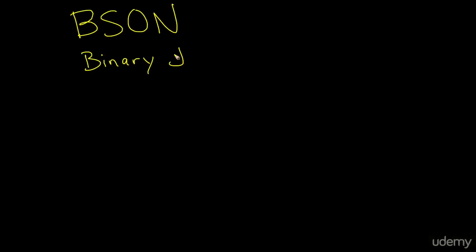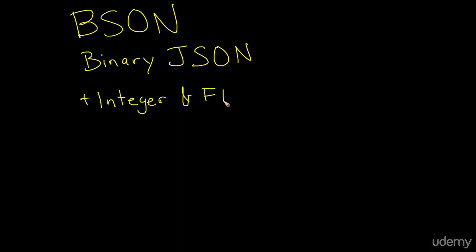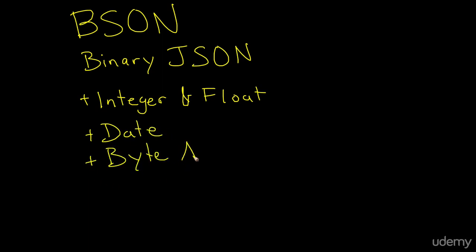Now, BSON is MongoDB's superset of JSON. It is binary and efficient for encoding and decoding. It contains all the basic types, like JavaScript, but it adds integers and floats instead of a single number. It adds date, which is representative of the number of milliseconds since the Unix epoch, and it adds the byte array, so binary data can be stored as well.